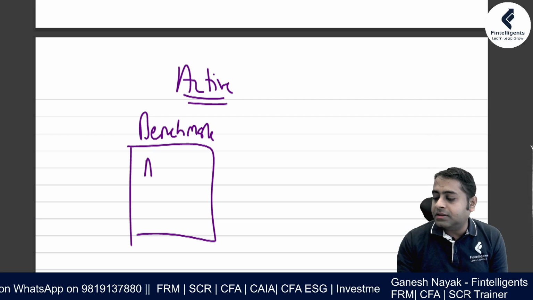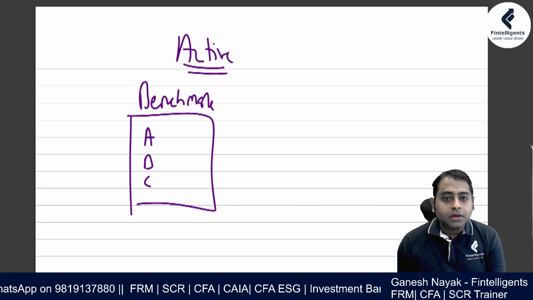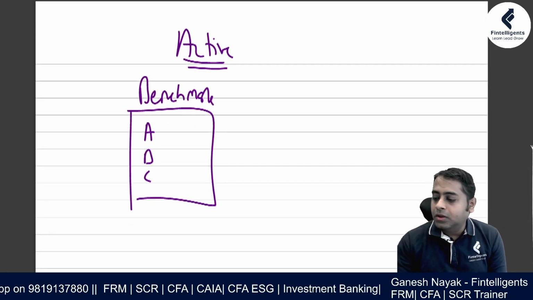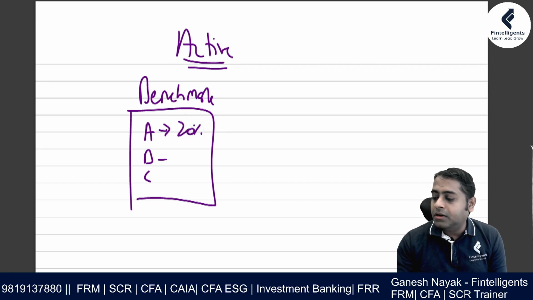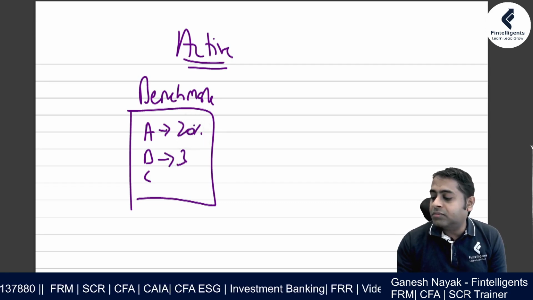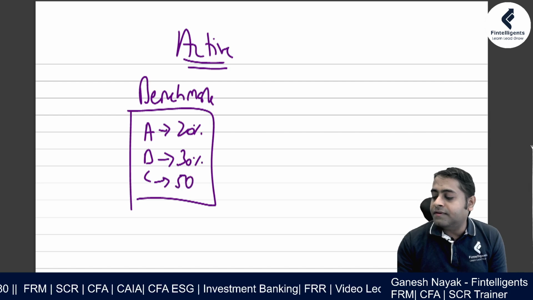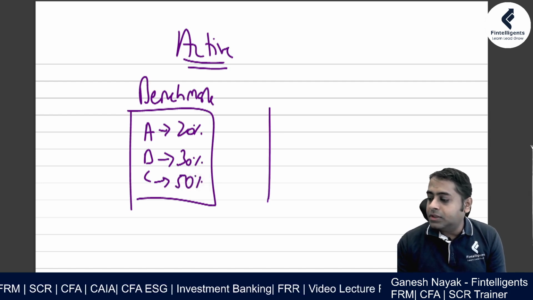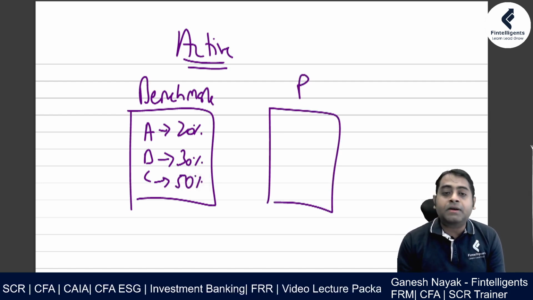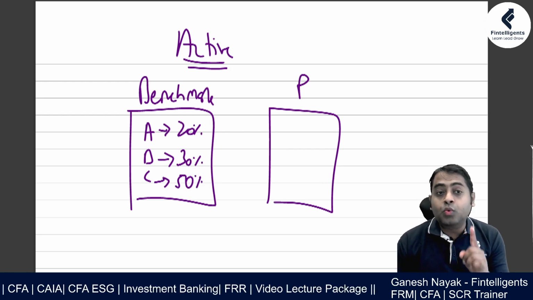In my benchmark, there are 3 assets which are invested. Let us assume over here you have invested 20%, over here say 30%, and over here 50%. Now this is the benchmark, but I, being a fund manager, am just showing you one scenario.